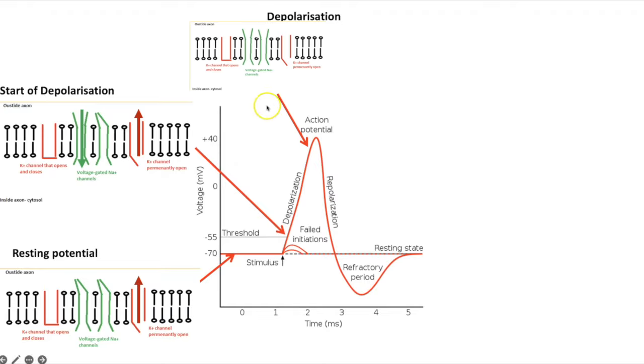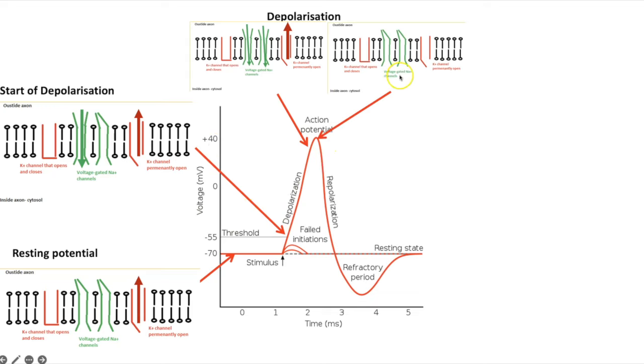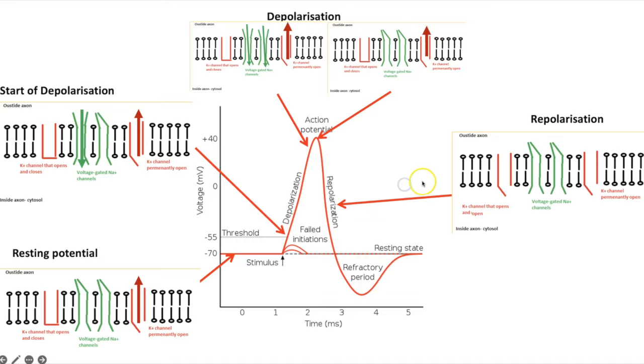Now, when you do get to that threshold point of minus 55 millivolts, that causes even more voltage-gated sodium ion channels to open, and therefore you get even more sodium ions diffusing in, making that voltage now become positive, and it peaks at plus 40 millivolts. Now, when you get to that point, that then causes those voltage-gated sodium ion channels to close, but we still have potassium ion channels that are permanently open. So we now have positive ions diffusing out, so they're going to leave the axon. So we then start to become more negative again, which is known as repolarization.